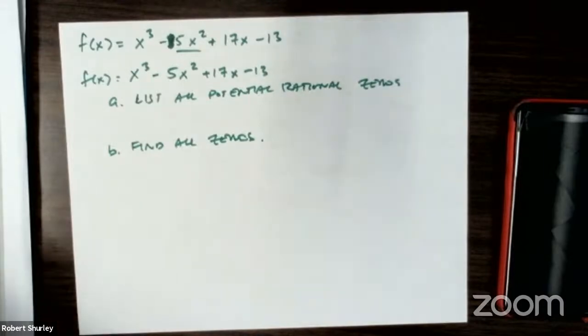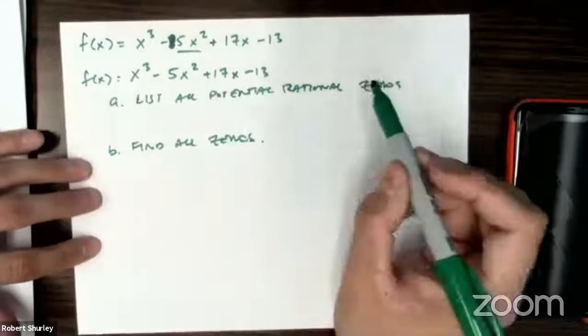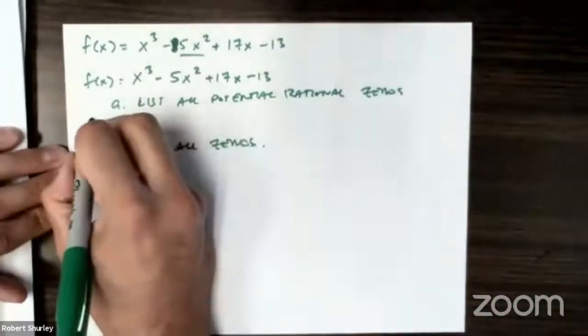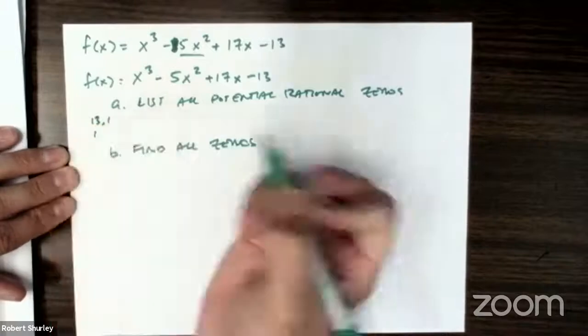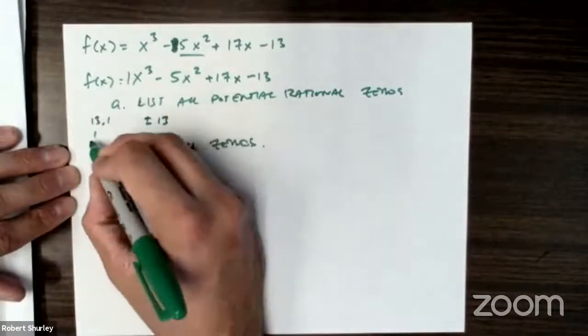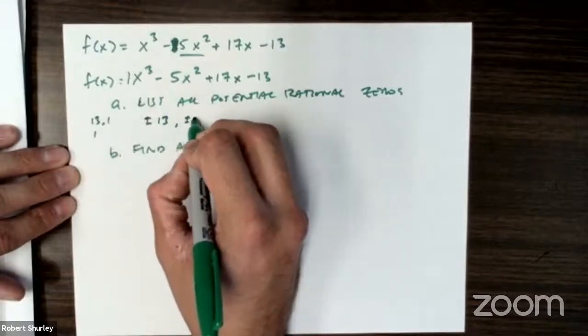Let's see. The potential rational zeros are pretty easy here because they're both prime, right? So we've got 13 and 1, and then just 1. That means we've got plus or minus 13 or plus or minus 1.